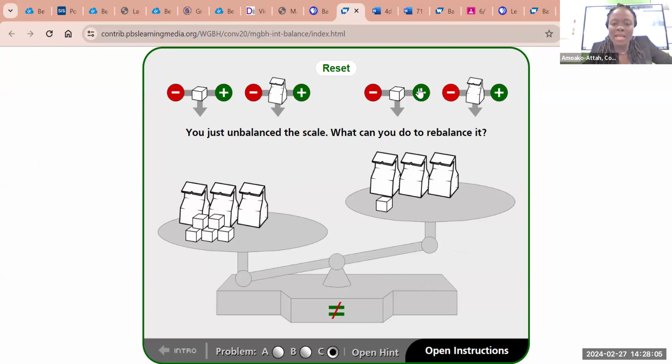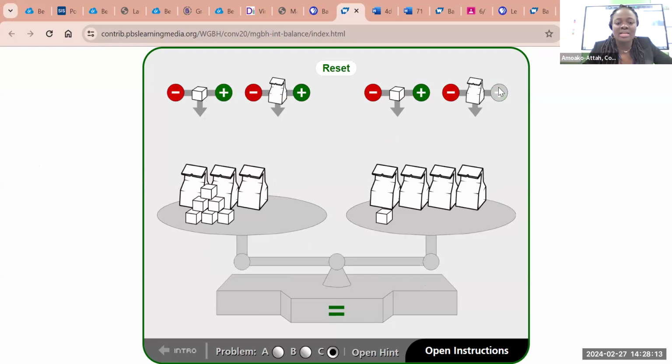What if we add a box or a block to this side, then we add a bag to the other side? Now we have a balanced scale. Right. That is the concept behind balancing of equation. We are taking out and we are adding certain things to make both sides equal. That is the concept of balancing equation.